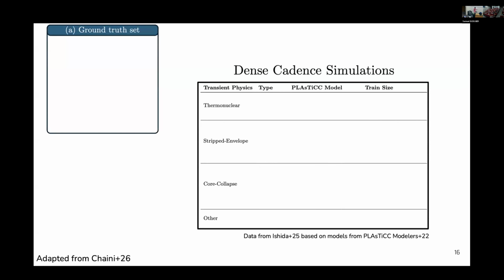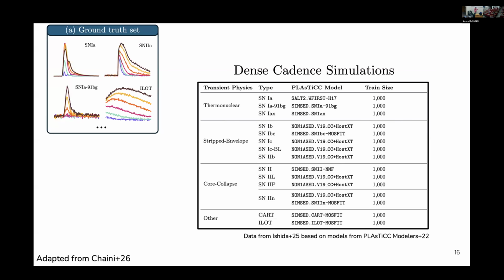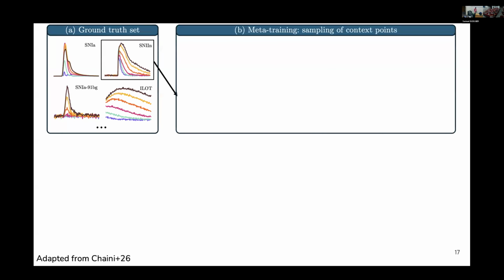But let me now briefly describe what we show in the paper. So I've been using this set of models to model simulated light curves. My data set consists of a ground truth data set of various different simulations of type 1As, type 2Ns, 1A91BGs, et cetera. So I have a ground truth set which consists of dense cadence simulations. I also have a test set which I hide from my model to evaluate it on.